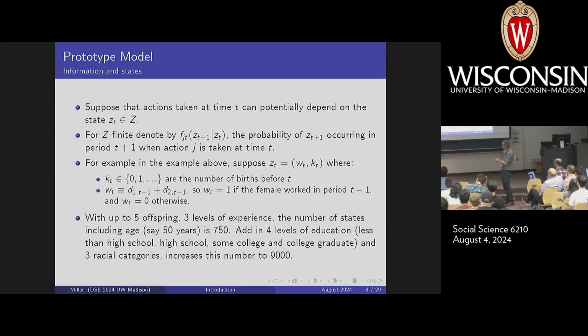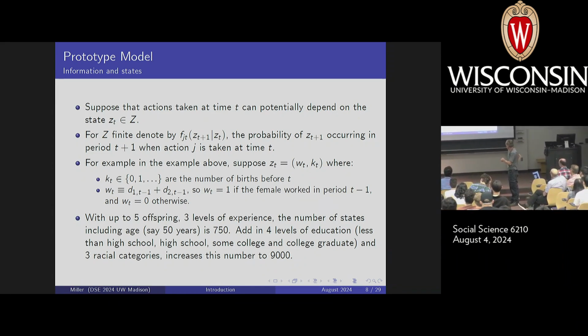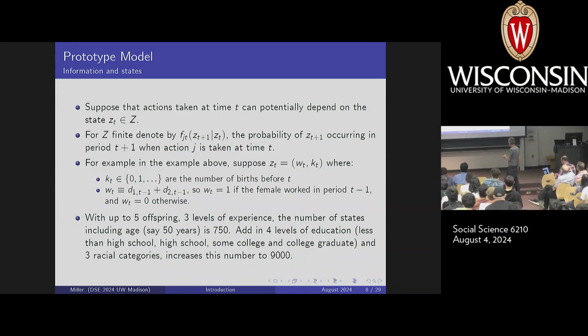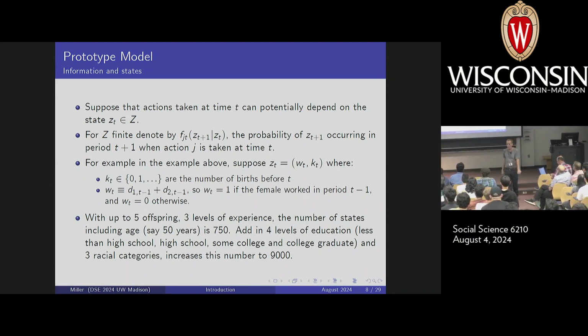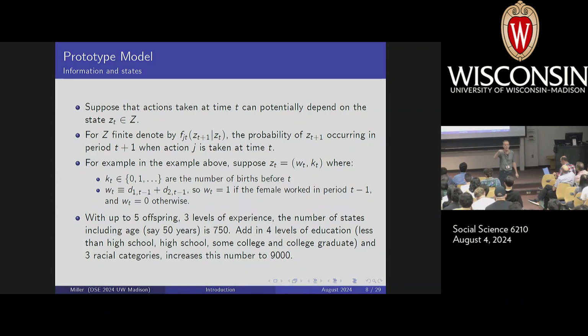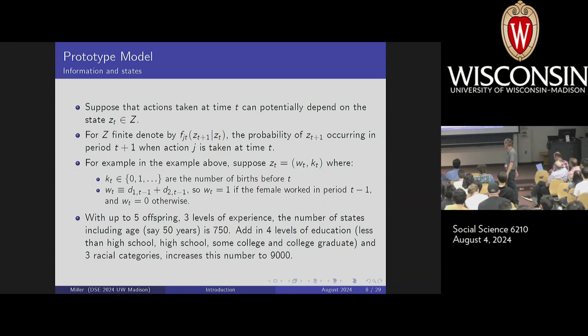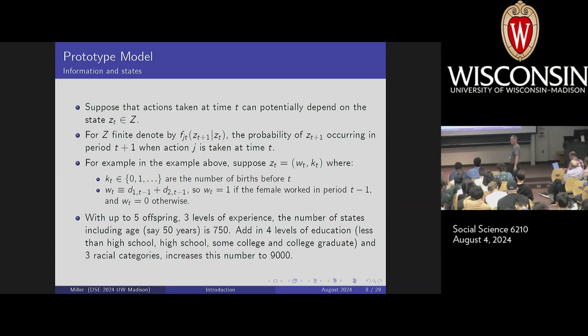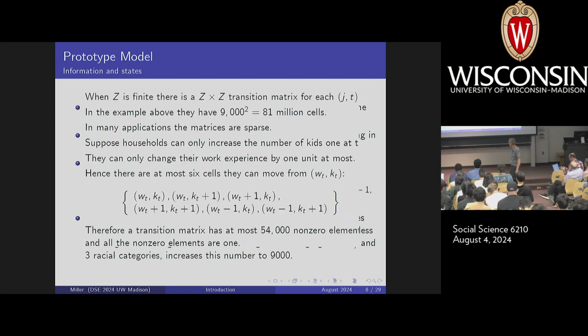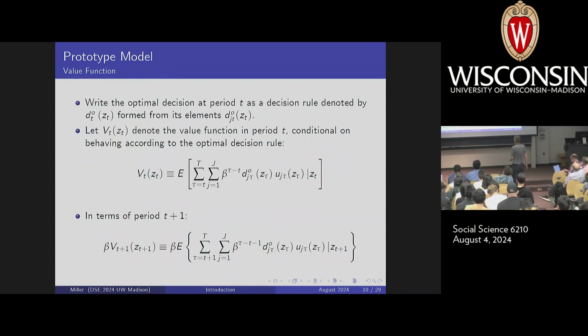So if you had up to 5 kids and a couple of levels of experience, if you counted everything, you'd get up to about 750, if I did the arithmetic right. Add in a few levels of education, as people do, and say 3 racial categories, and you're up to 9,000 different values for all of these different things. Just putting together all the different possibilities here, multiplying them. So, whoa.